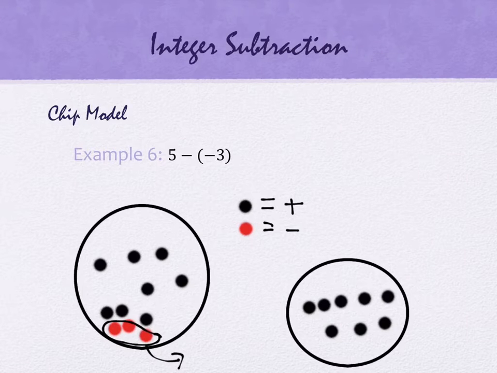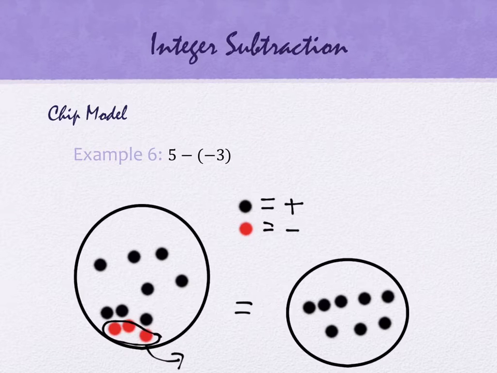8, right? I have 8 positive chips still in my circle. And now I have a picture for why 5 minus negative 3 yields 5 plus 3. Because I put in 0 pairs and I removed the 3 negatives.